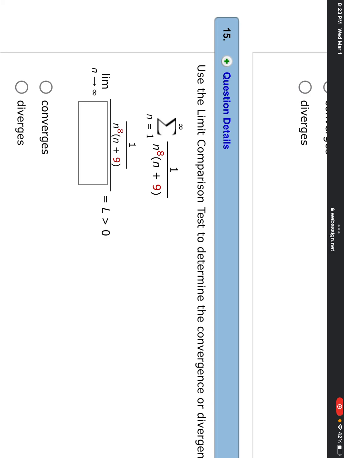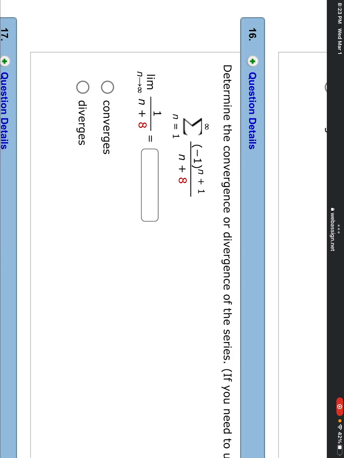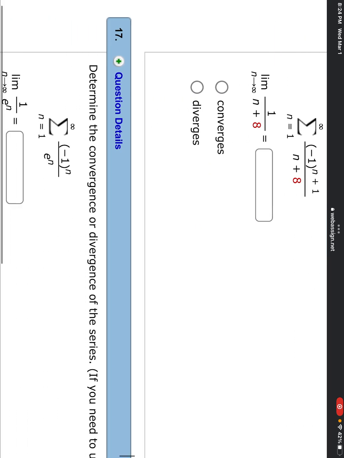The limit comparison test, what you do is you pick something you know. I would compare this to 1 over n to the 9th, because there's an n to the 8th and an n, and if you multiply them, you get n to the 9th. So I compare it to 1 over n to the 9th, and then you multiply by the reciprocal. This is going to be an alternating series. So you have to show that the limit as n approaches infinity is 0, and that it's decreasing. And as a result, it converges or diverges.